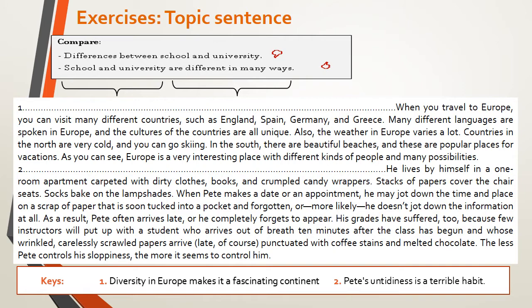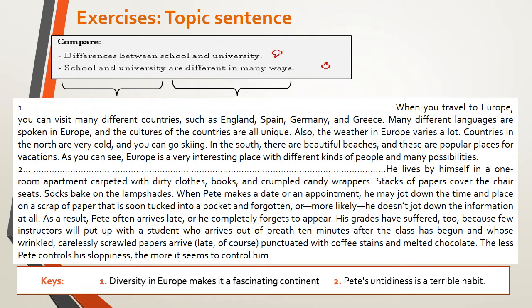The first example is not a good topic sentence because it is not a sentence. If we examine its structure, we'll find that it looks like a title. Differences between school and university. Here, this can be a subject, but there is no predicate. Grammatically speaking, it is not a sentence. This can be a good title, but not a good topic sentence.